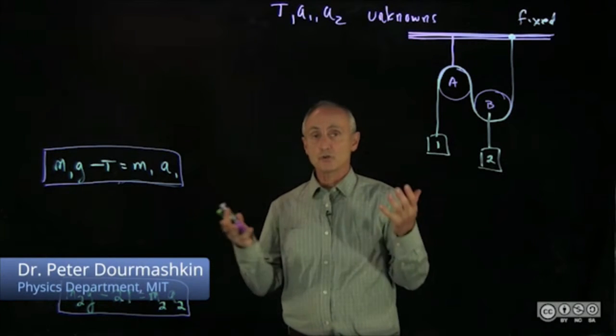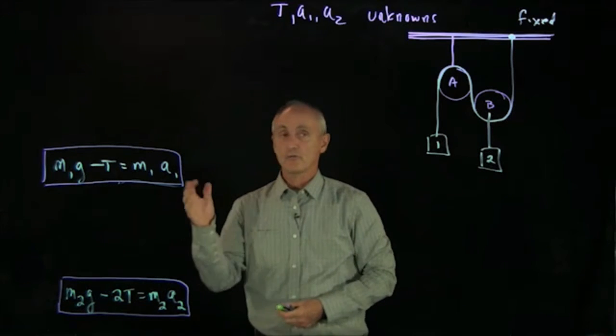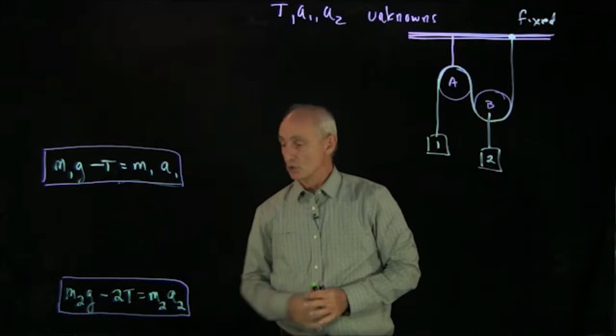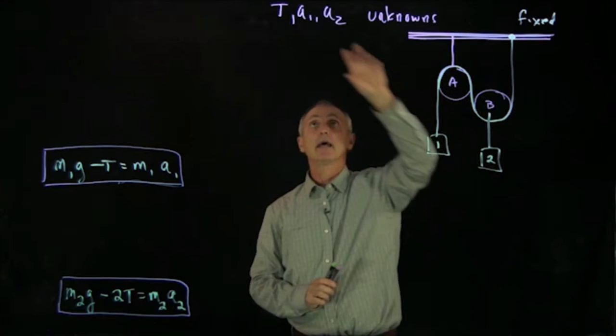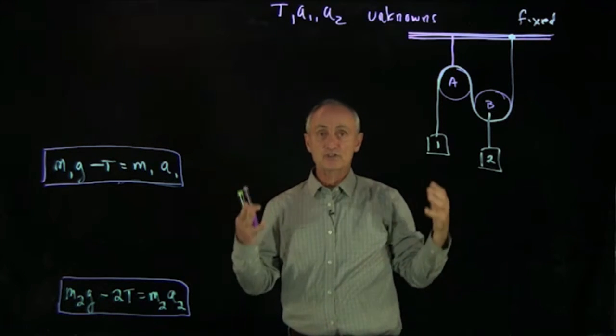So when we analyzed Newton's second law applied to this compound system, we had two equations for M1, object 1, and object 2. And what we found is that we had three unknowns: the tension in the string and the accelerations of the two objects. Now, how do we solve this system?